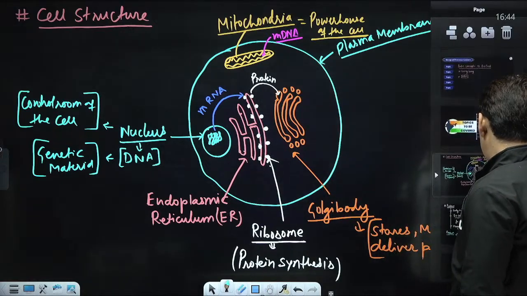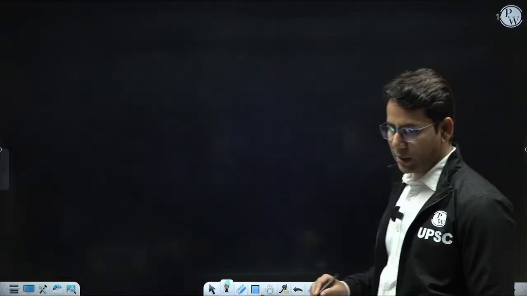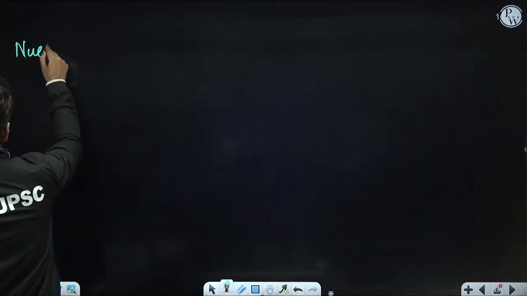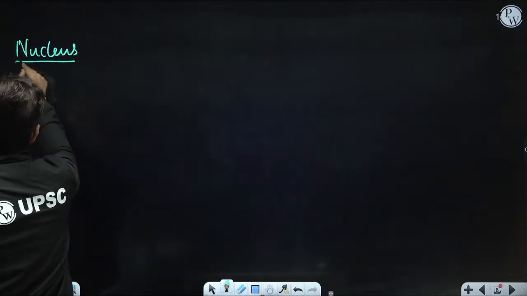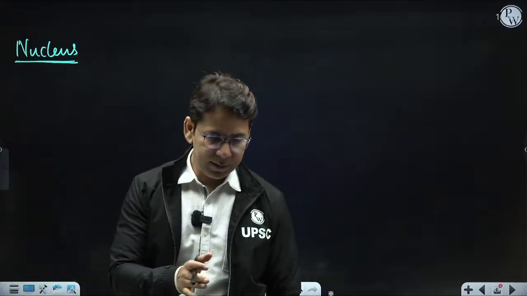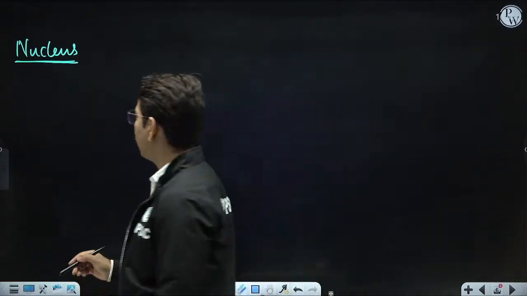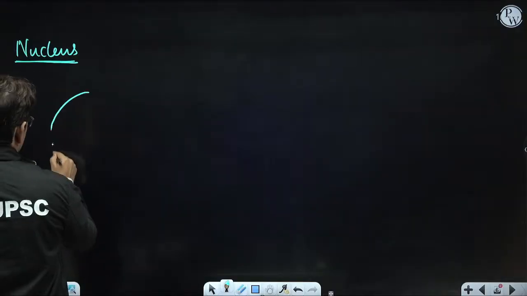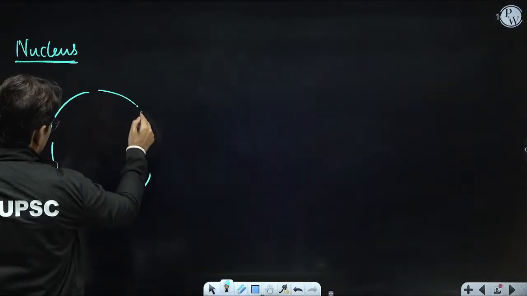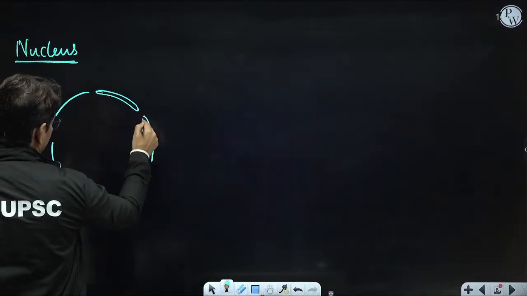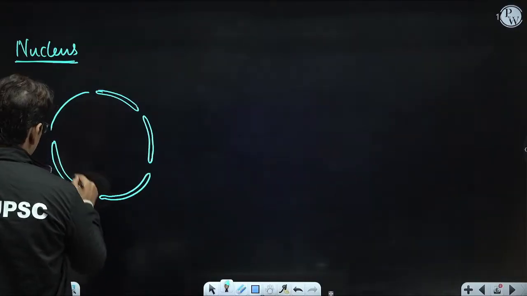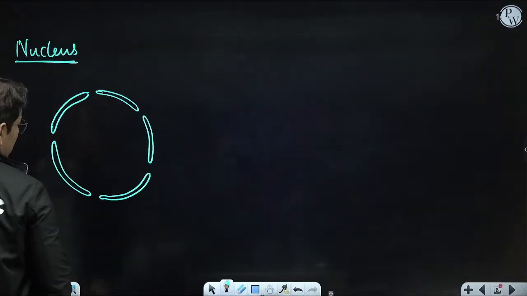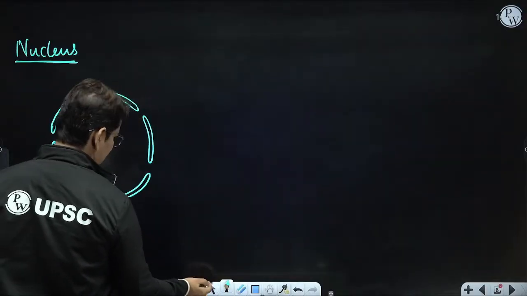Now let's talk about one structure that is called the nucleus. So we'll focus on the nucleus. Nucleus is very interesting because the nucleus has got DNA. So we are leaving the cell behind and we'll talk about the nucleus. And if I make one structure of the nucleus here, this is how the nucleus looks like. You got it?